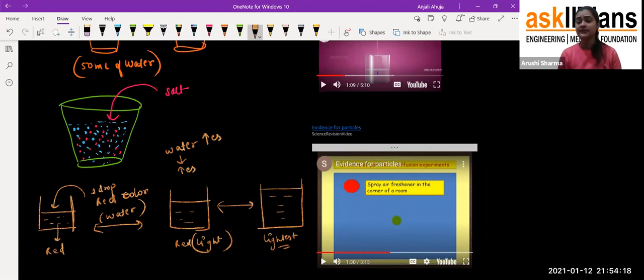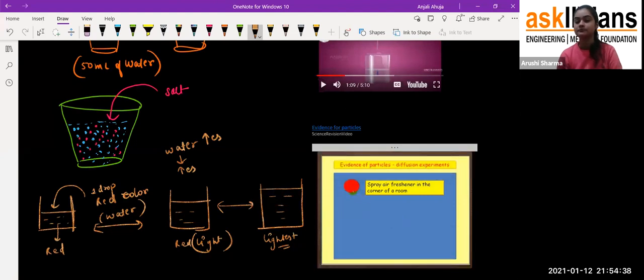Now you'll say, ma'am, what's diffusion? So student, diffusion, you can say, is when one thing mixes with another thing so that they overall give one type of characteristic, then we say that it is diffusion. So the experiment which he is going to show you, you can also do at your home.